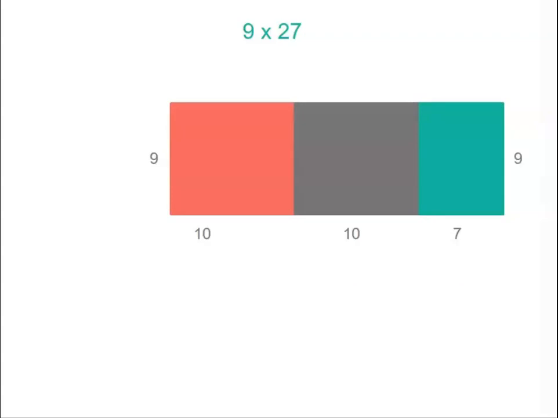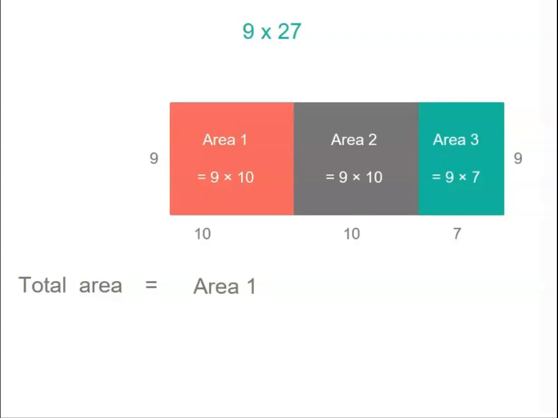So what we can do at this point is work out the area of each of those. Area 1 is 9 multiplied by 10. Area 2 is also 9 multiplied by 10. And area 3 is 9 multiplied by 7. So the total area, or the value of 9 multiplied by 27, is area 1 plus area 2 plus area 3. 9 tens are 90. So we've got 90 for area 1 and area 2 because they're identical. Area 3, 9 multiplied by 7.